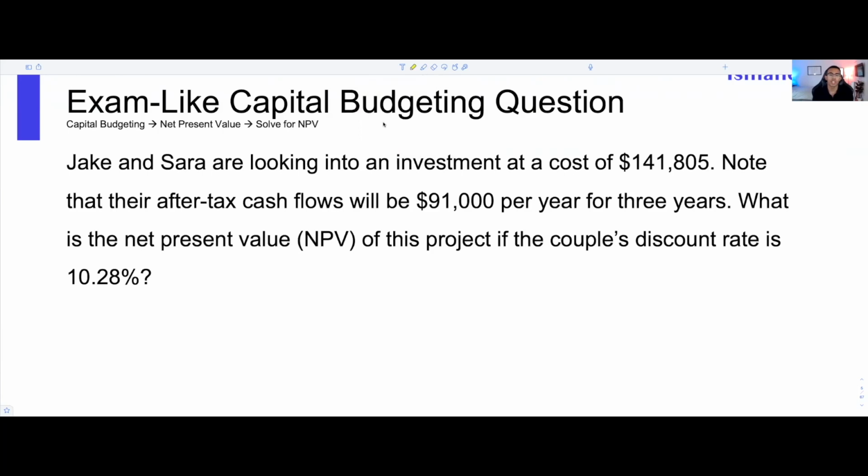So yet another question on capital budgeting in which we're going to look at the net present value. And this is a question that you may see on your final exam. It could also be a portion of a complex problem, but it could also be seen on assessments and projects.